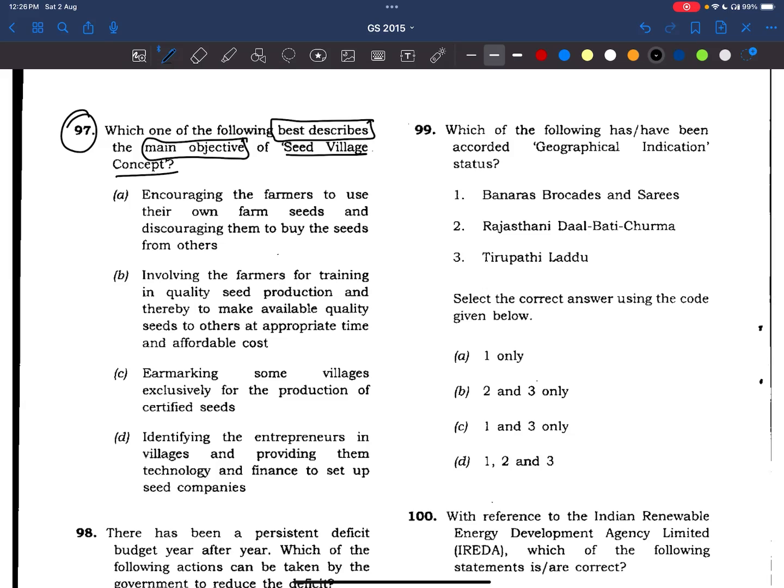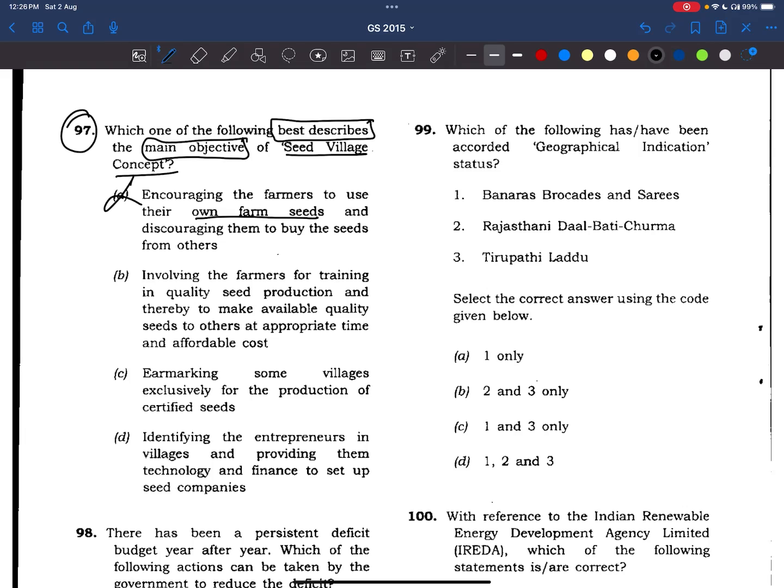Okay, let's go with the statements. Encouraging the farmers to use their own farm seeds and discouraging them from buying seeds from others. Here, if you take seeds from the farm, that means they have already used some seeds, and from their produce they are using these seeds. So for the next generation of seeds, the productivity is very less. We have already seen a question related to this in the 2013 paper also, right? So this statement is wrong.